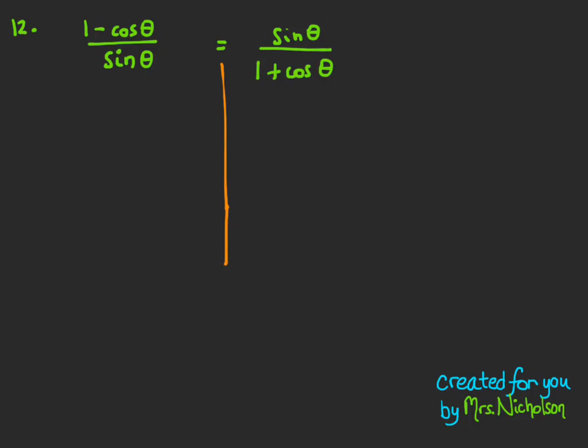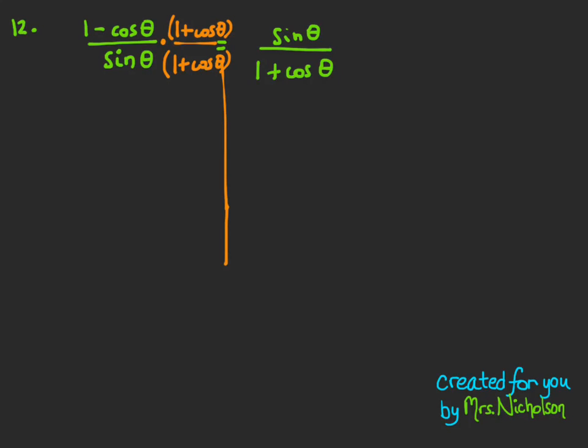But in this case where you don't have any identities that you can substitute, one thing you can always do is multiply by 1. If I multiply by 1, I'm not changing the value of anything. I'm just going to change the way it looks. So I'm going to choose a really special one to multiply. And in this case, what I'm going to choose is 1 plus cosine theta over 1 plus cosine theta. And I'm just doing this on the left side for now.